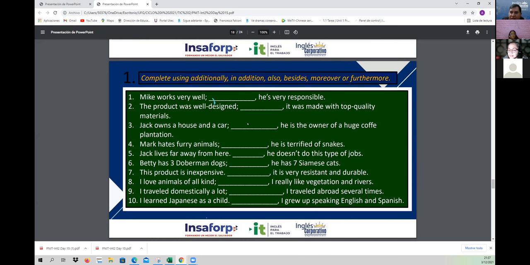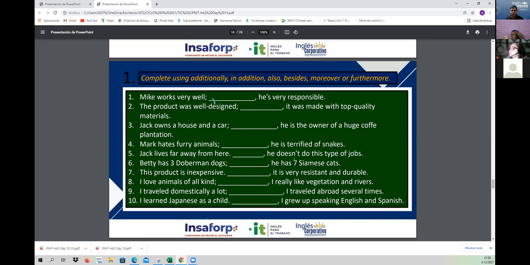I made the same mistake because of copy paste. I didn't correct coffee, it's a double E. Mark hates furry animals. Furthermore, he's terrified of snakes. Teacher, I found the rule. I found it. Okay, excellent. Number five, Jack lives far away from here. Besides, he doesn't do this type of job.